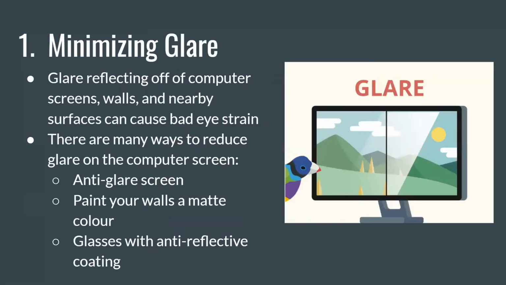Okay, so the first tip is to minimize glare. So glare reflecting off of computer screens, walls, and nearby surfaces can cause bad eye strain. There are many ways to reduce glare on the computer screen. You could consider purchasing products that have anti-glare screens built into them, so maybe a monitor or a laptop that has this built in. You could paint your walls a matte color or something that's more dull that won't reflect too much light. Or you can also invest in glasses with anti-reflective coating.